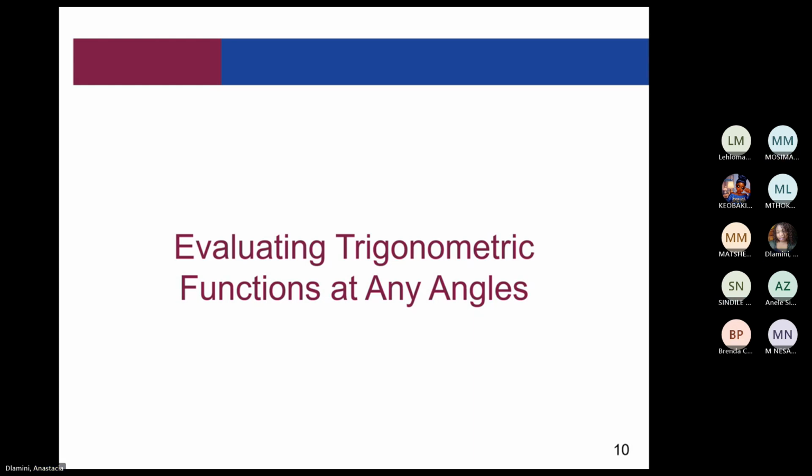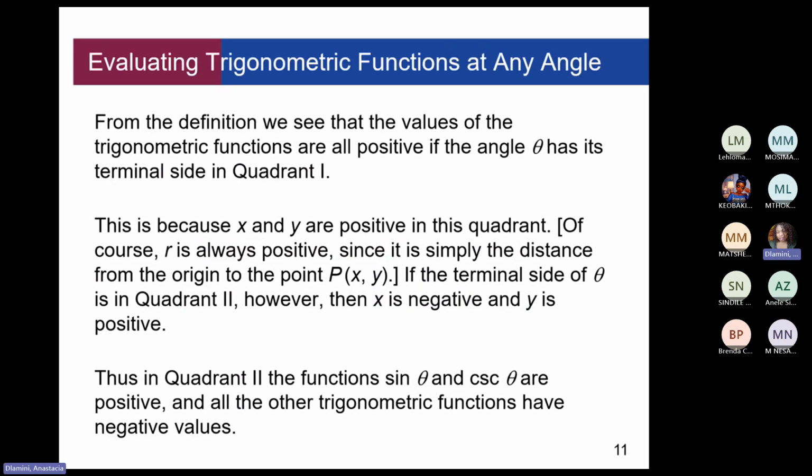Okay. So now they say evaluating trigonometric functions at any angles. Now, from the definition, we see that the values of the trigonometric functions are all positive if the angle theta has its terminal side in quadrant 1. This is because x and y are positive in this quadrant. Of course, r is always positive.